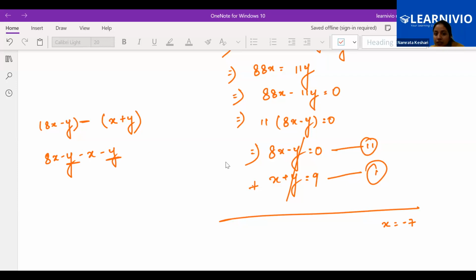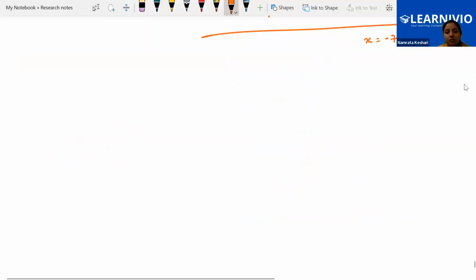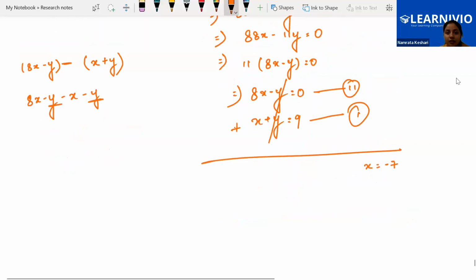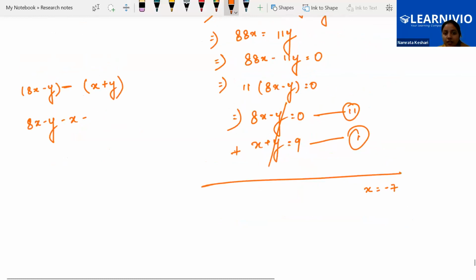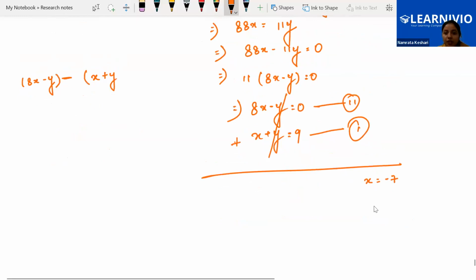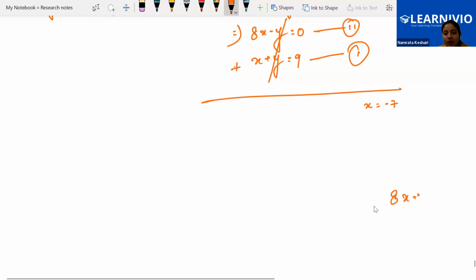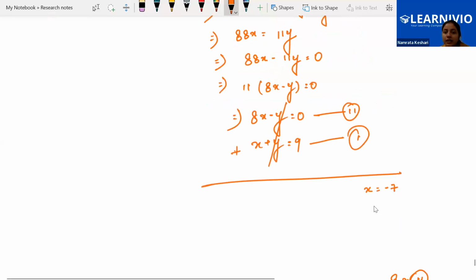Let me help you clear up when we will be adding and when we will be subtracting. Let's say both terms have opposite signs. One is positive y, another is negative y. Can you see it is already getting cancelled out? In one equation we have 8x minus y, and in another equation we have 8x plus y. So one is negative y, one is positive y. Already it is getting cancelled out.